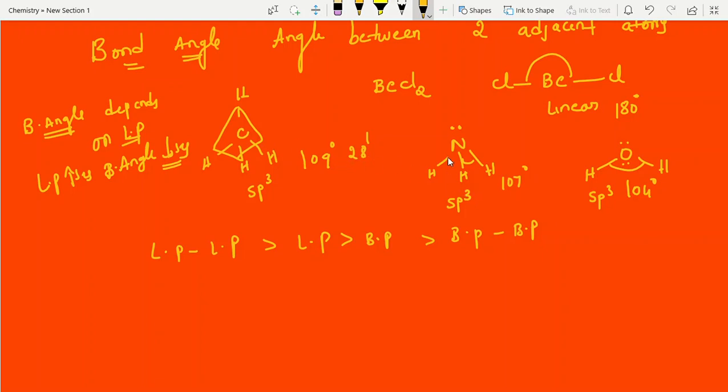Here also we expected the same thing, but a lone pair is present. There are lone pair and bond pair repulsions. In ammonia, between one lone pair and bond pairs there are repulsions, so the bond angle decreases. But in water, all types of repulsions are there: lone pair-lone pair, lone pair-bond pair, and bond pair-bond pair. So it decreases a little more. Clear, students?